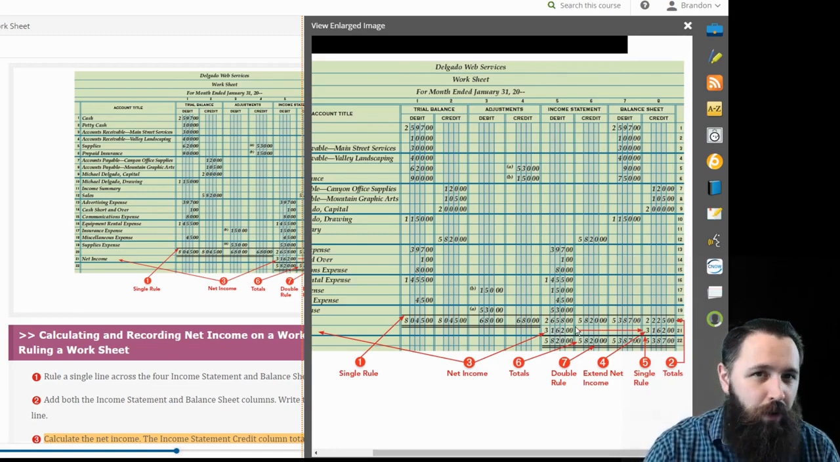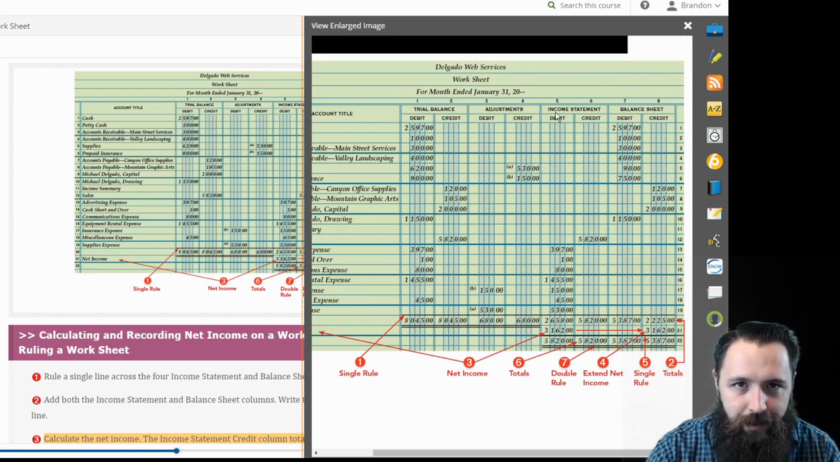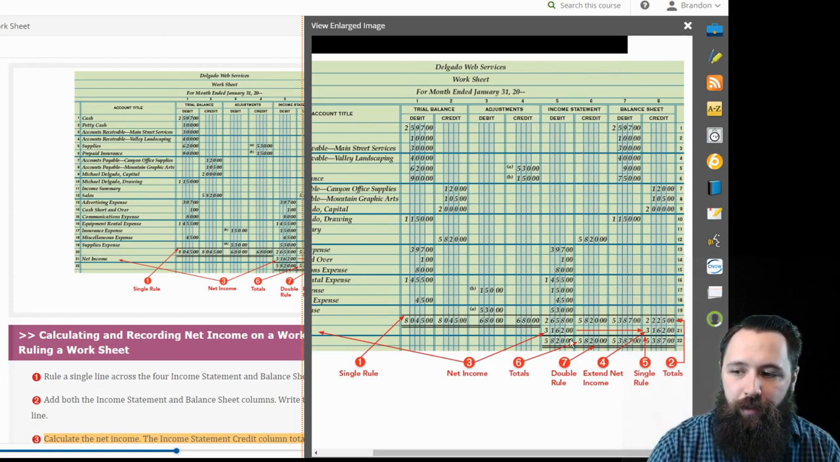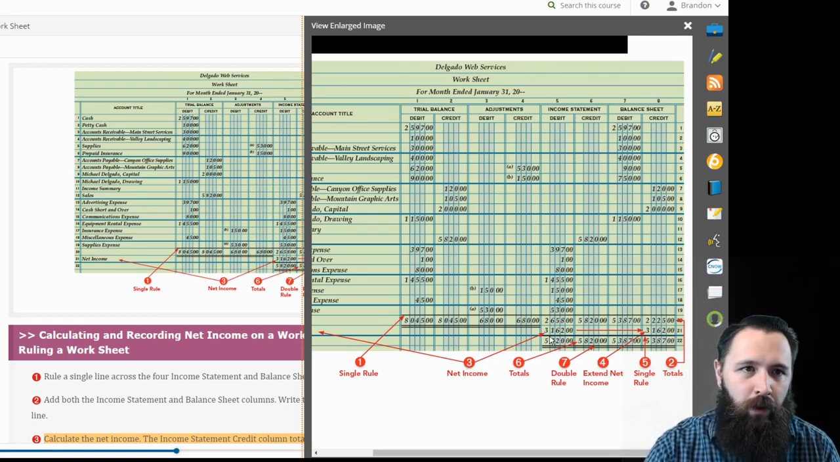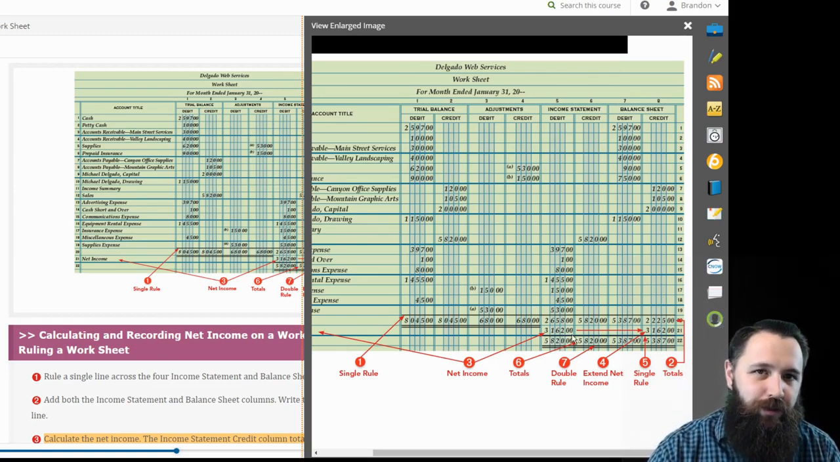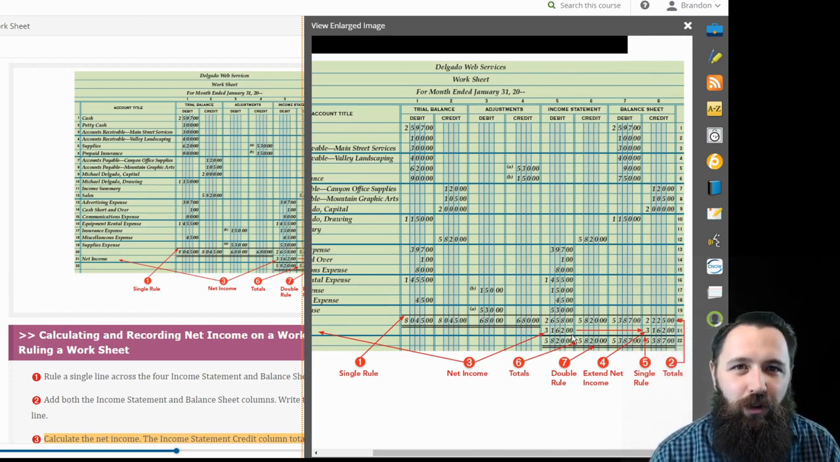What you need to remember, though, is that if you have a net income, it will be recorded as a debit on the income statement, okay? So when we look at the income statement, and if we have a net income, we need to calculate it here as a debit. Now, this is a little bit weird. We need to record it as a debit, so when we extend it over to the balance sheet, it can be a credit.